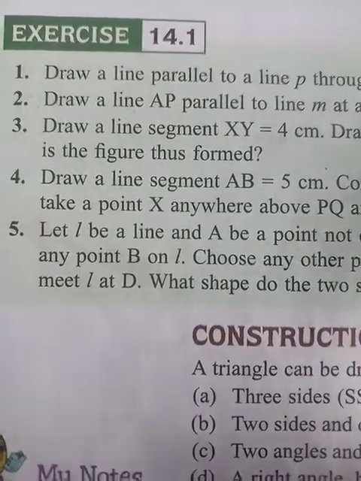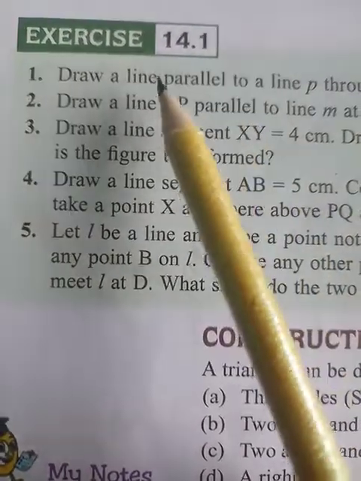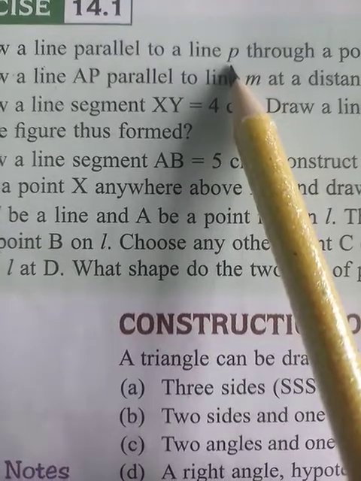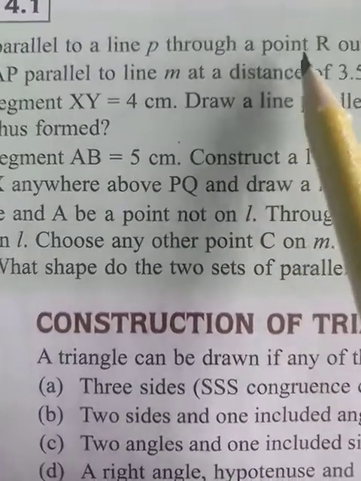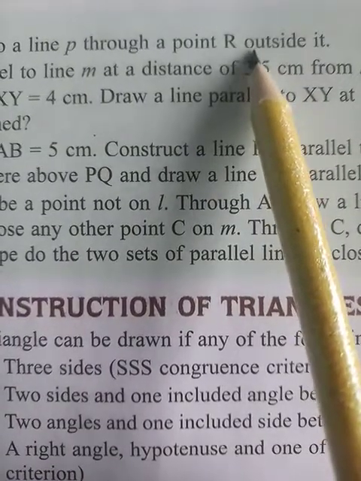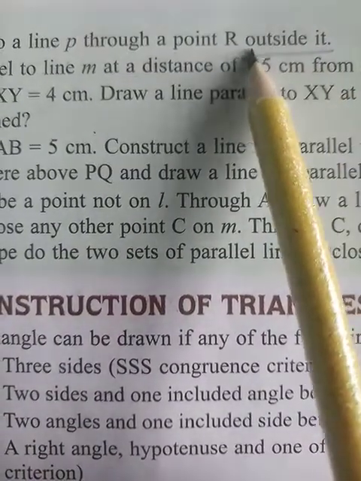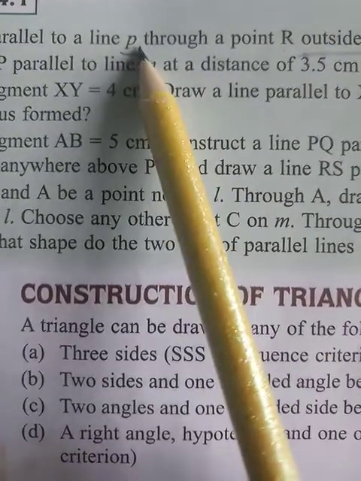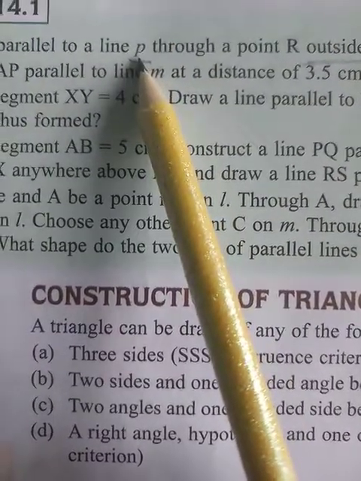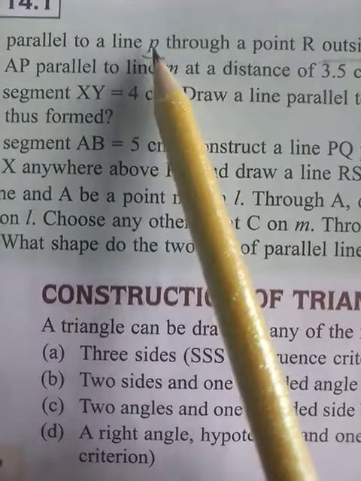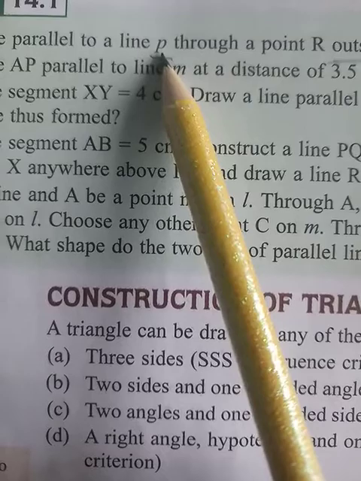So let's see the statement of this first sum. Draw a parallel line to a line P through a point R outside it. Here you need to concentrate on the word outside it. Point R should be outside the line P. So we will begin the construction from the line P.